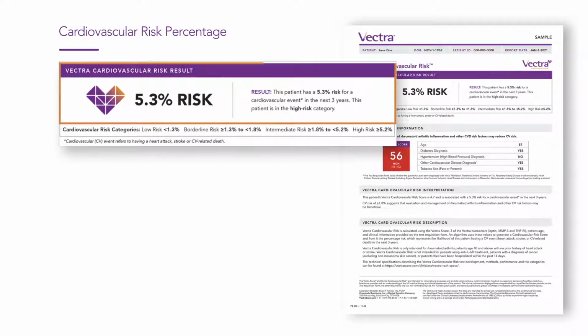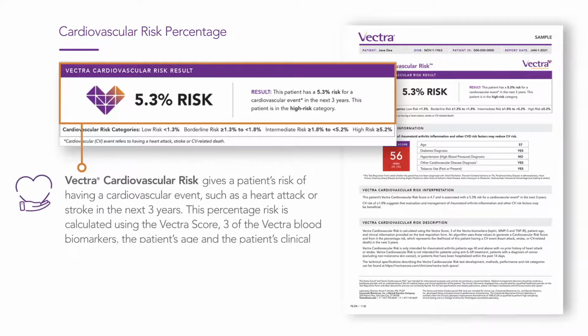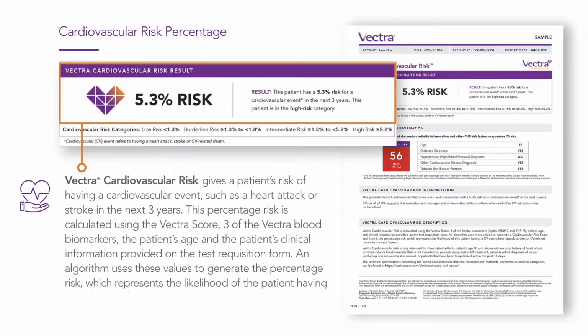Section 1. The Vectra Cardiovascular Risk result. Vectra Cardiovascular Risk gives a patient's risk of having a cardiovascular event, such as a heart attack or stroke, in the next 3 years. This percentage risk is calculated using the Vectra score, 3 of the Vectra blood biomarkers, the patient's age, and the patient's clinical information provided on the test requisition form. An algorithm uses these values to generate the percentage risk, which represents the likelihood of the patient having a cardiovascular event in the next 3 years.